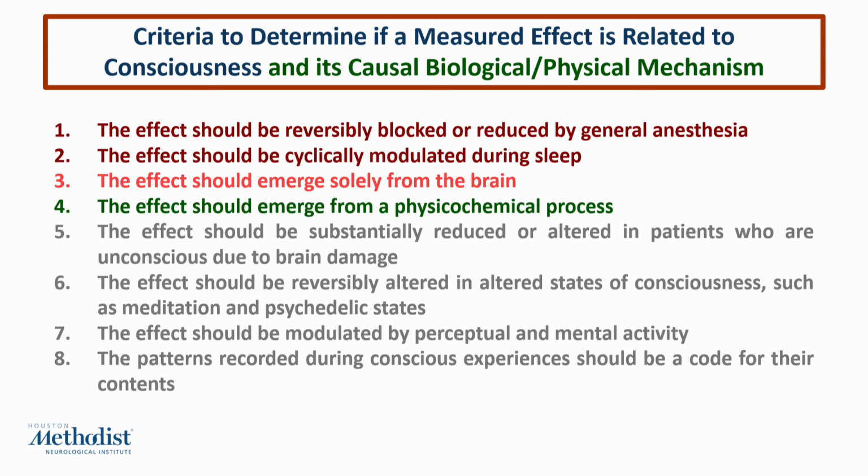really? I found that there are 8 criteria that we can use, and this is true for anything, right? If you measure some kind of an effect, how would you know it's due to consciousness? The first one is obviously that the effect should be reversibly blocked or reduced by general anesthesia, right? Second, it should be cyclically modulated during sleep, because in sleep you dream and you also go through deep dreamless sleep. So those are unconscious states alternating with conscious states.